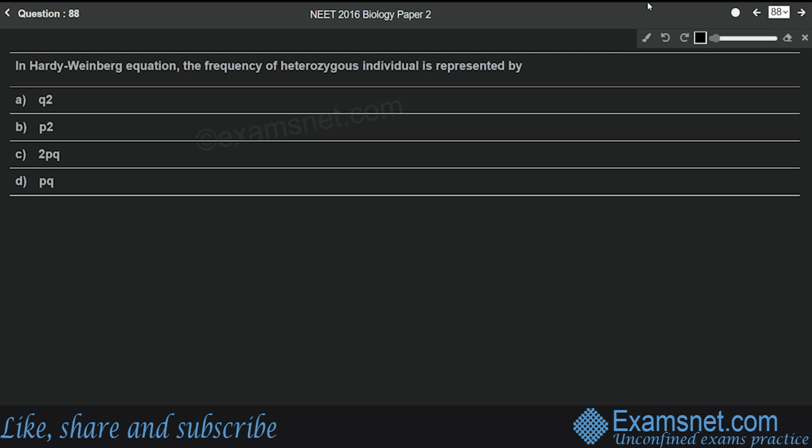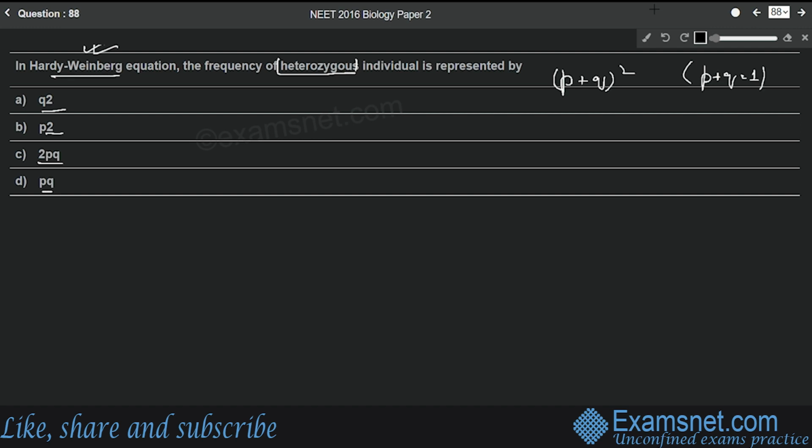Question number 88 is again from the chapter Evolution, and the question is, in Hardy-Weinberg equation, the frequency of heterozygous individual is represented by, options are Q square, P square, 2PQ and PQ. Okay, so we know that according to the Hardy-Weinberg principle, alleles and genotype frequencies in a population will remain constant from generation to generation in the absence of any other evolutionary influences. And he gave the equation known as Hardy-Weinberg equation, that is (P plus Q) whole square, where P plus Q is equal to 1.